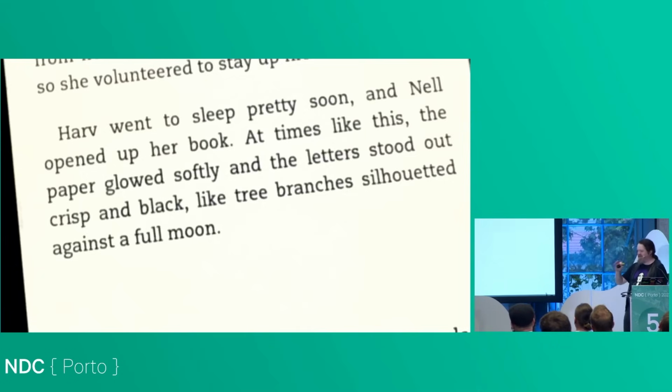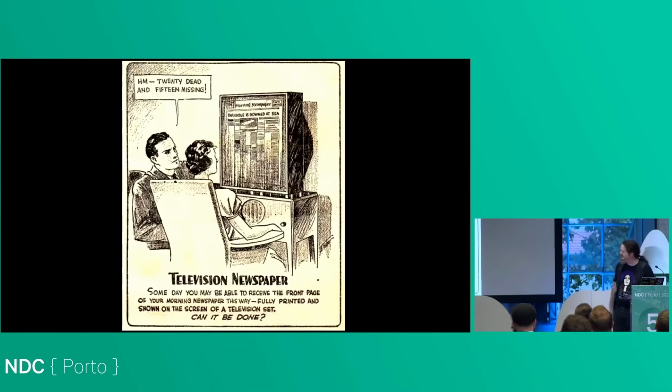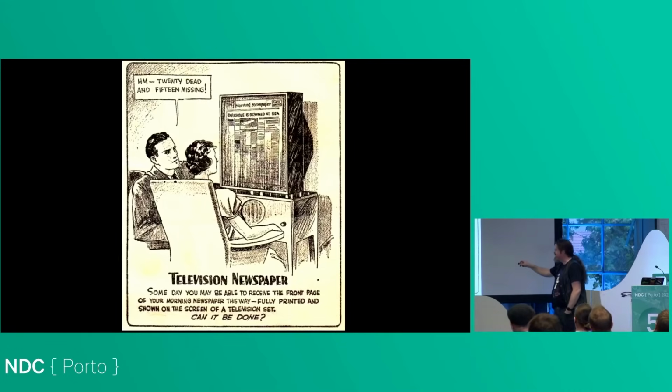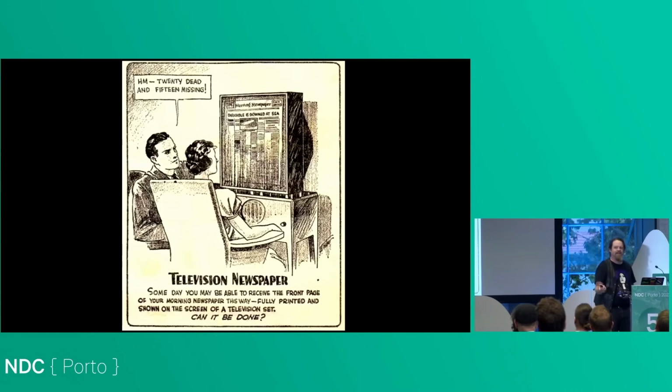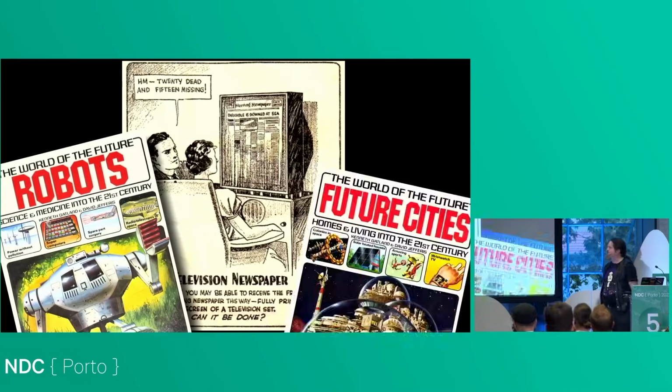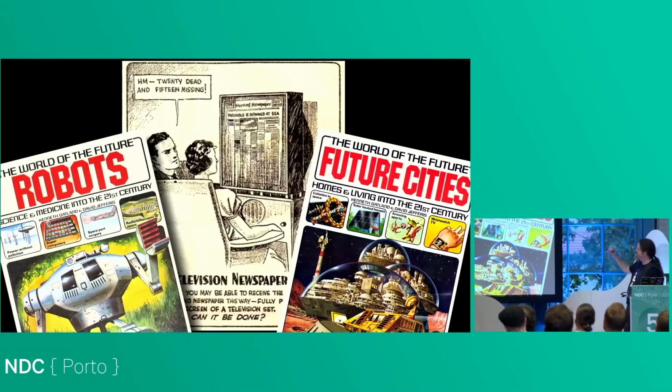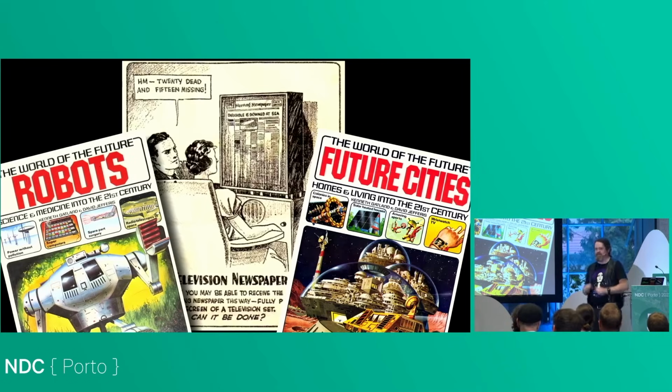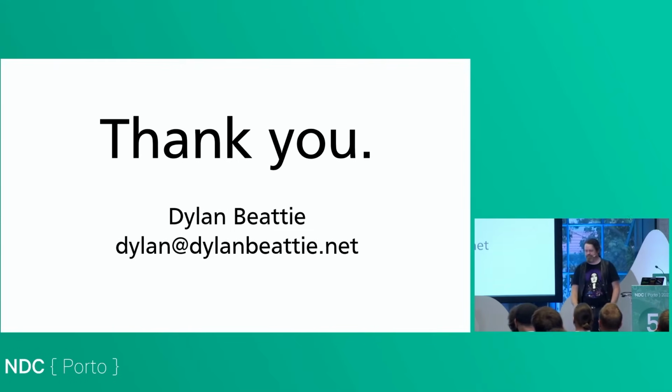And that's astonishing, because we live in a world where science fiction is coming true all around us. Somebody sent me this cartoon from 1934, the television newspaper. Someday you might receive the front page of your morning newspaper on your television. Can it be done? Well, yeah, we did that. And so I look at all the science fiction things I grew up with, the world of the future and robots and future cities, and I think, well, we basically solved it when it comes to typography. I wonder how much other awesome stuff out there is going to come true within our own lifetimes. Thank you.